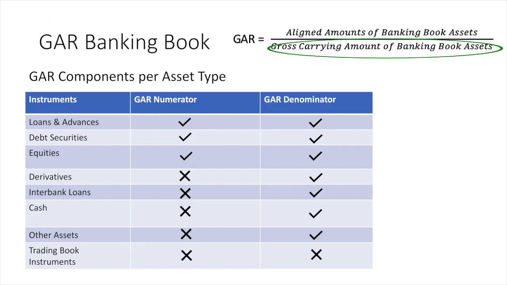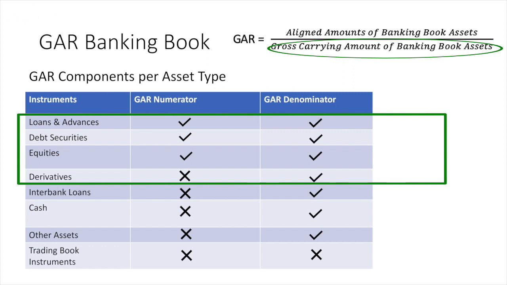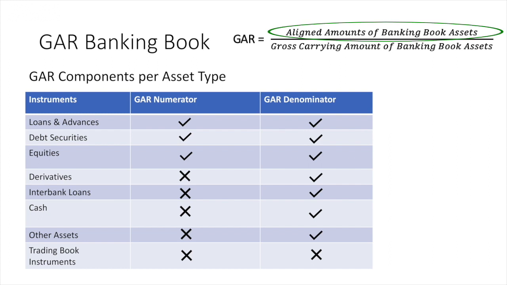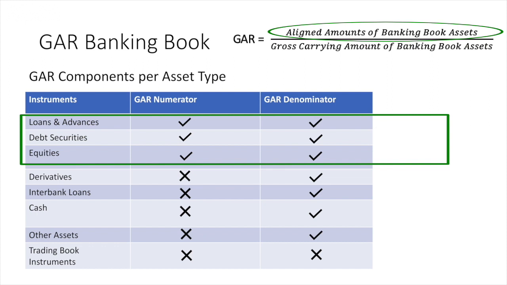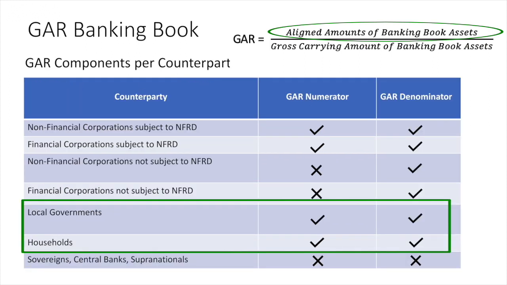The denominator of GAR includes loans and advances, debt instruments, equities, and derivatives. The numerator of the GAR ratio consists of taxonomy-aligned loans and advances, debt securities, and equities exposures related to financial and non-financial undertakings that are subject to NFRD disclosures. The exposures to households who are retail clients of the bank and to local governments are included in the GAR numerator and denominator as well. Some items are excluded from the numerator of the GAR ratio.